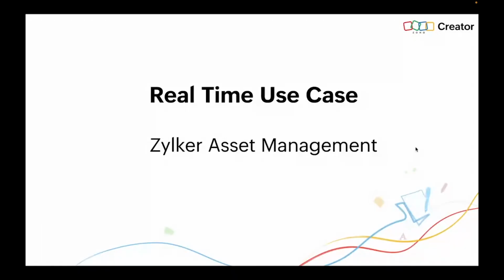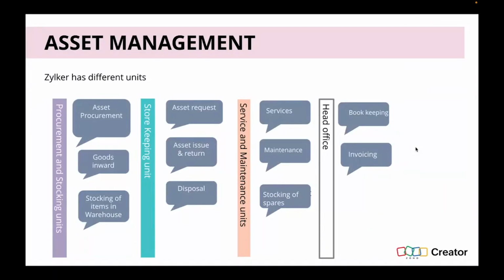So let's get into the real-time use case, which is the Zilker Asset Management System. Let's take an organization called Zilker Information and Technology, that is, the Zilker IT organization, which has different units. One is the procurement unit, which handles the asset procurement, goods inward, and stocking of items in the warehouse. And next is the storekeeping unit, where the asset request can be raised, asset issue and return happens, and the disposal of the asset happens.